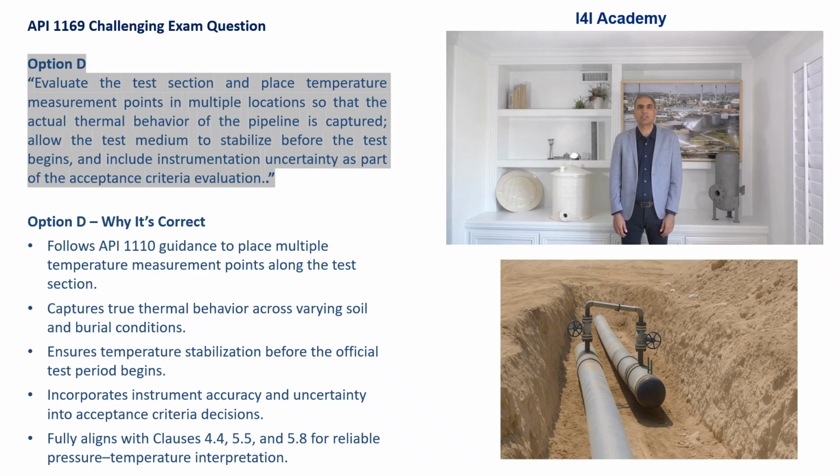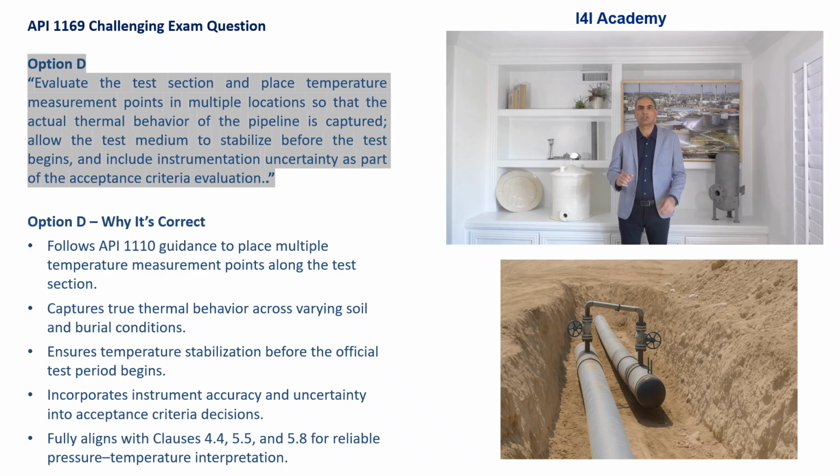Option D is the only option that truly mirrors what API RP 1110 expects. Clause 4.4 tells us that temperature varies across a test section, and therefore multiple temperature measurement points are needed to characterize the true thermal behavior of the pipeline. This allows the operator to interpret pressure changes correctly, because now they know whether the pipeline is warming, cooling, or stabilizing in different locations.